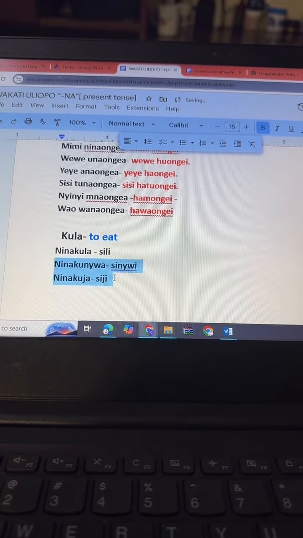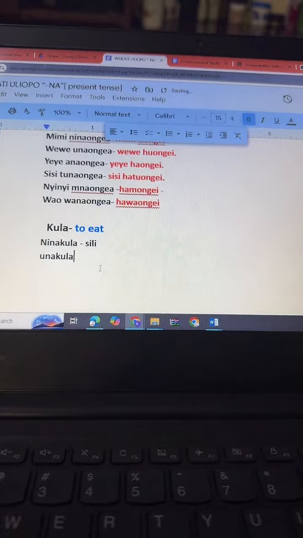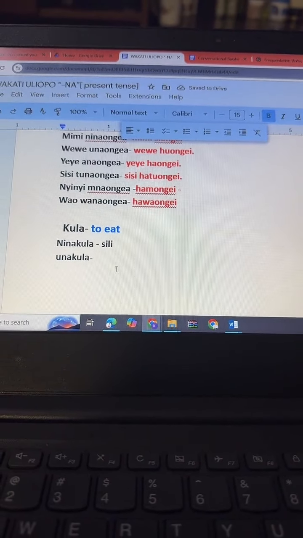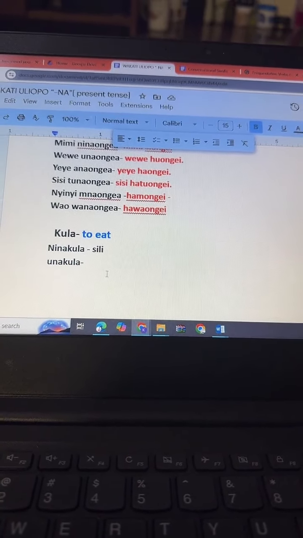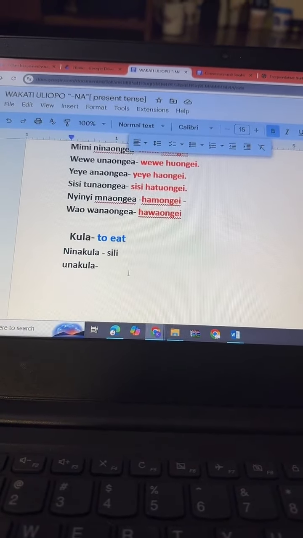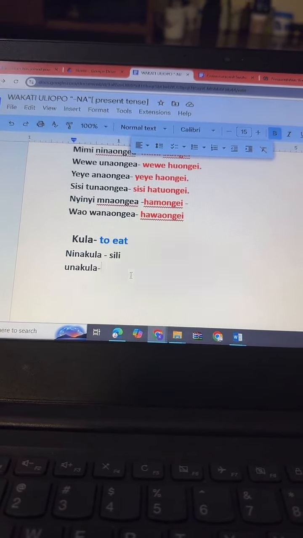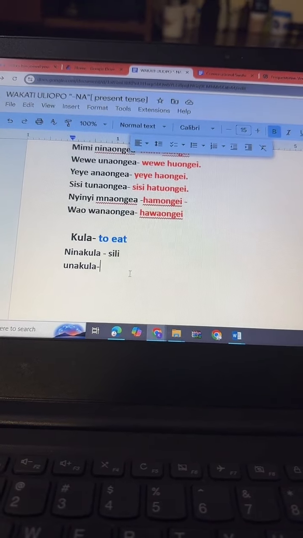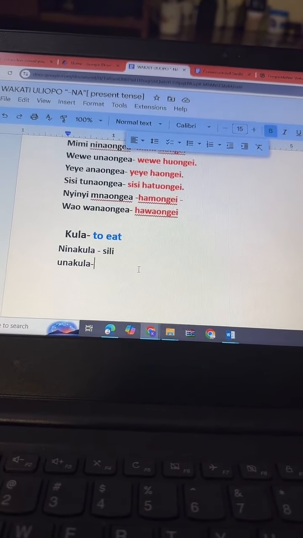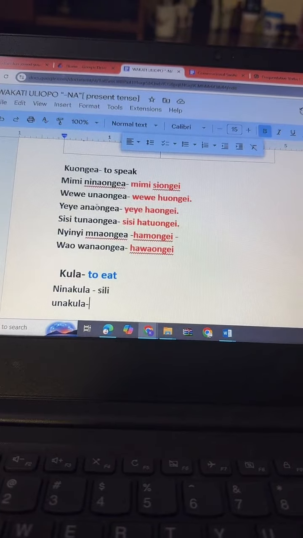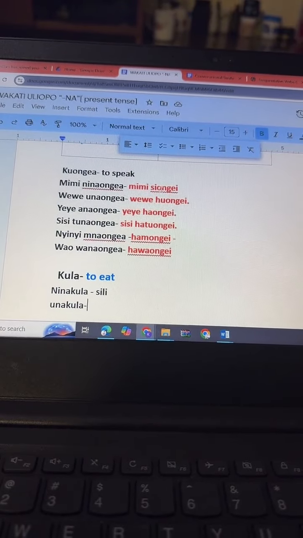I'll just delete this and we'll go with ninakula. Wewe unakula. Unakula, you are eating. How do we say you are not eating? Yes, ndio dada Kathy, dada Francie, we remove ku at the prefix of the infinitive form when we are negating this in the present tense. Unakula, just same. Look here, unaongea, huongei. Just who is also there, like ninaongea, siongei.